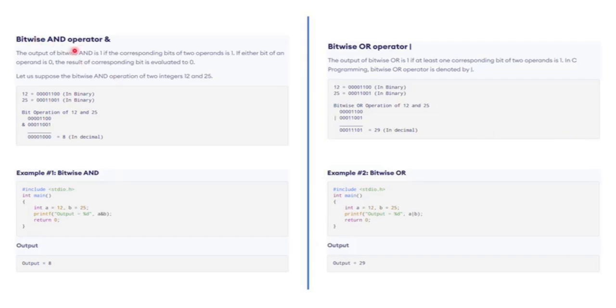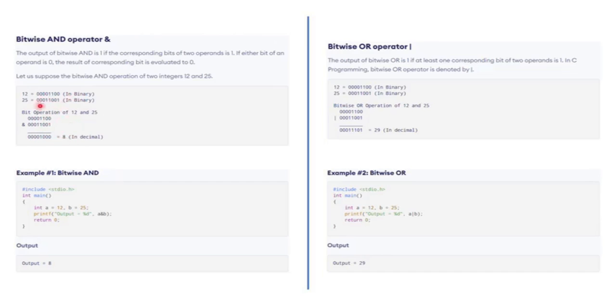Bitwise AND operator. If we find the bitwise AND operation of 12 and 25, the AND operation is done on the binary equivalents of 12 and 25. The AND operation is the same as before: 0 and 1 will give 0, 1 and 1 will give 1, and 0 and 0 will also give 0. If you perform a similar type of operation on the binary equivalents of the numbers, you will get the result of the bitwise AND operation.